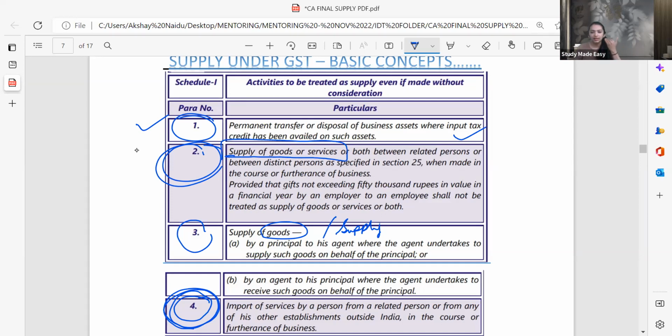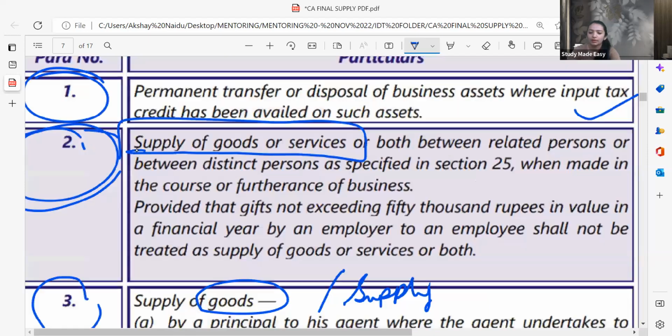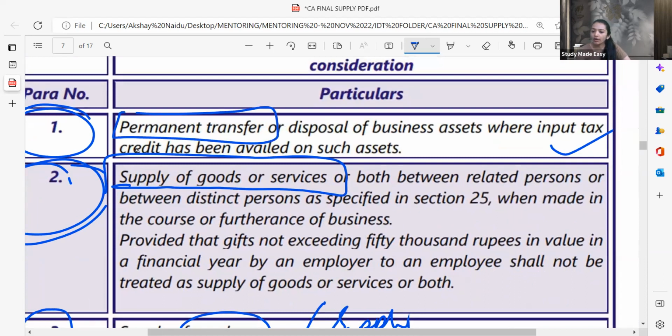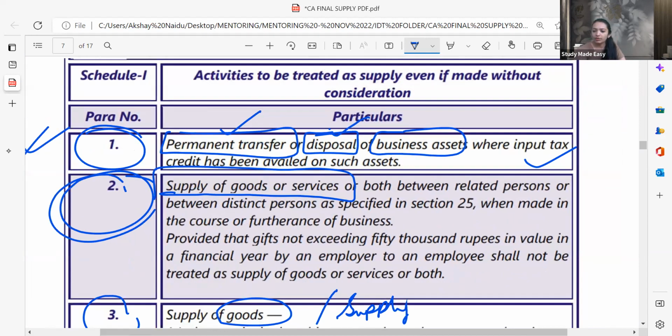So in Schedule 1, the first point we will understand is permanent transfer or disposal. Remember I told you that you will understand the meaning of the word disposal in Schedule 1, when I was explaining the definition of supply. So permanent transfer or disposal of business asset, where input credit has been availed on such asset.